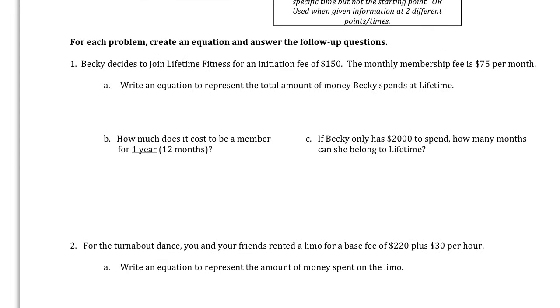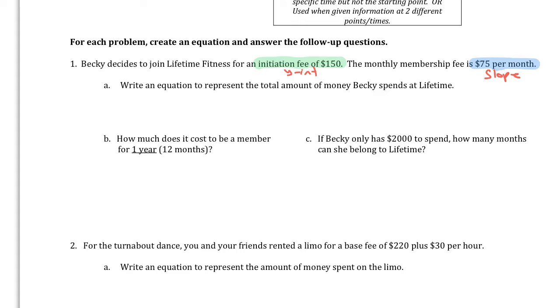So looking at number 1 here, we're going to write an equation and answer the follow-up questions. Becky joins Lifetime Fitness for an initiation fee of $150. The monthly membership fee is $75 per month. So one thing I'm doing is I'm looking for some keywords. Is there anything that represents a rate? And that's "per." So my $75 per month, that's going to be my slope. So I'm going to label that as the slope. It also talks about an initiation fee. That is like the beginning amount. How much do you pay at the start? So anytime you have something like that, that would be our y-intercept.